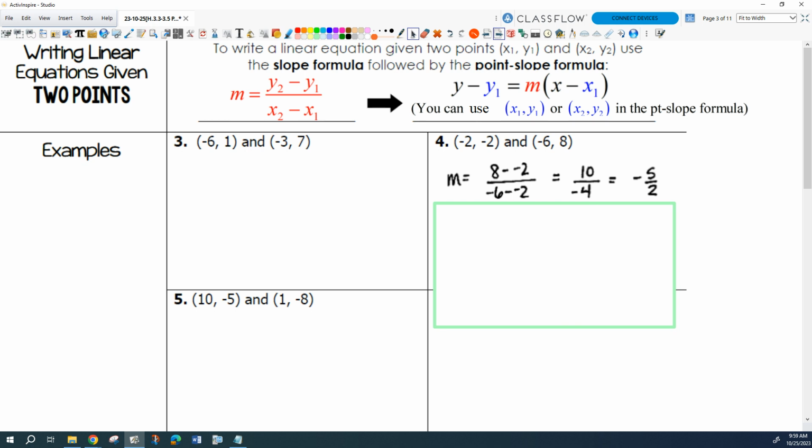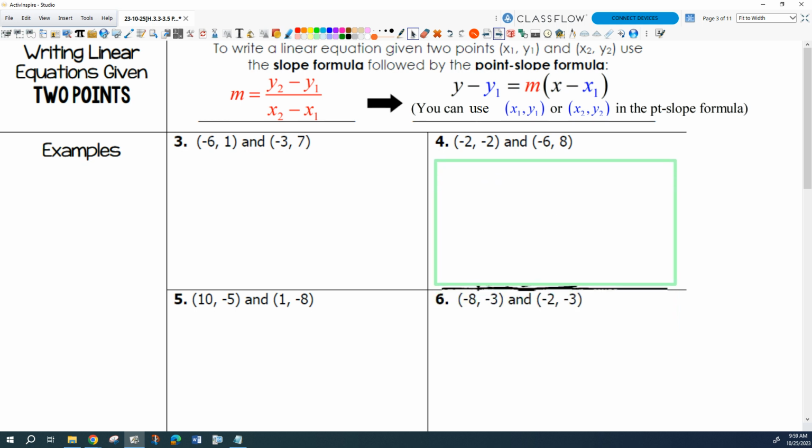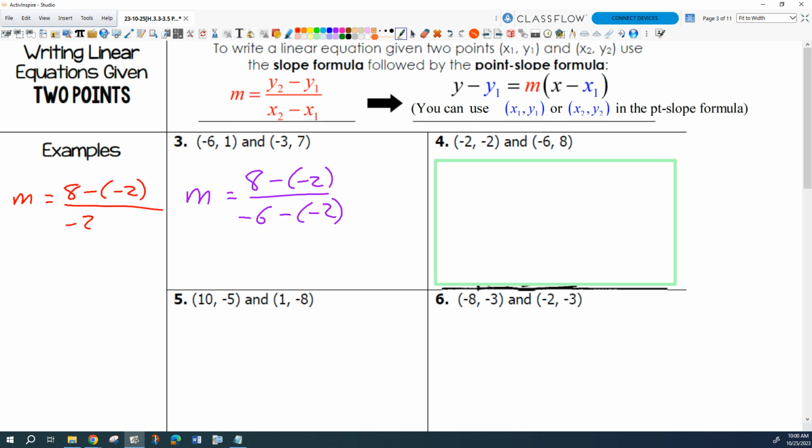How would I calculate the slope of those 2 points? What could I do? Okay, so tell me what to write. You guys tell me what to write in my fraction that I'm using to create slope. What could I do? Okay, so I could do 8 minus negative 2 over negative 6 minus negative 2. Okay, would this work if I did this? Okay, what did I do wrong there?